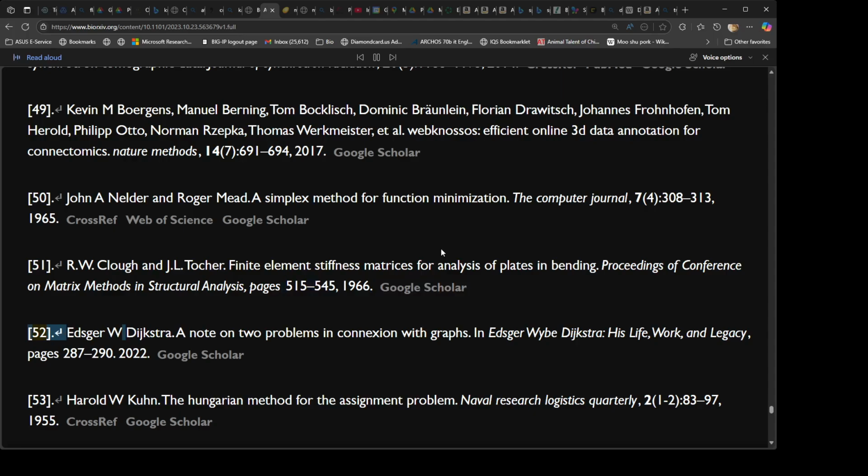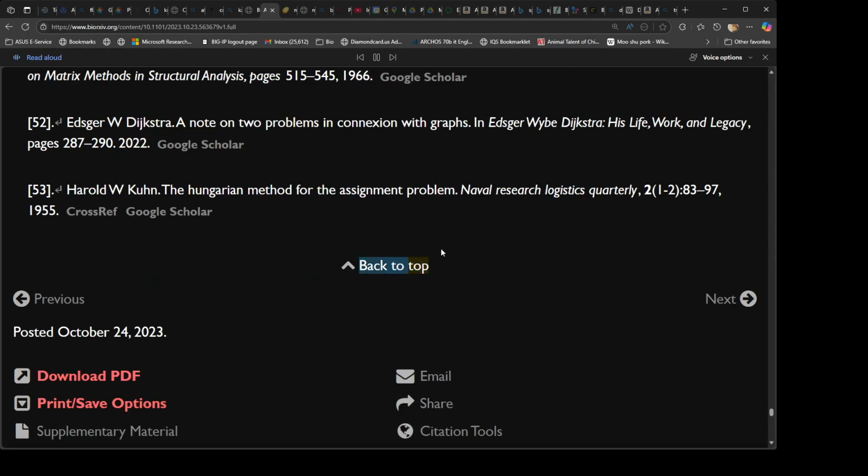Google Scholar. 52. Edsger W. Dijkstra. A Note on Two Problems in Connection with Graphs. In Edsger Wybe Dijkstra, His Life, Work, and Legacy, pages 287 to 290. 2022. Google Scholar. 53. Harold W. Kuhn. The Hungarian Method for the Assignment Problem. Naval Research Logistics Quarterly, 2, 83-97, 1955. Cross-ref Google Scholar. Back to top.